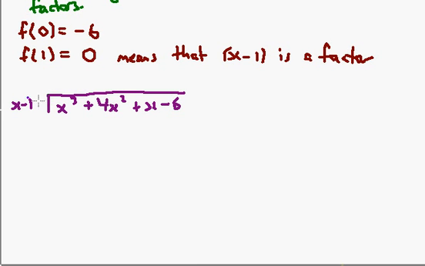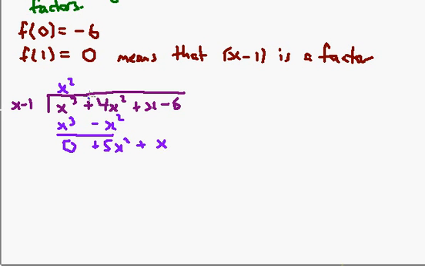So, how many x's go into x cubed? Well, x squared of them do. X squared times x is x cubed. X squared times minus 1 is minus x squared. X cubed take away x cubed is 0. 4x squared take away minus x squared is 5x squared. I'm going to bring the plus x down.